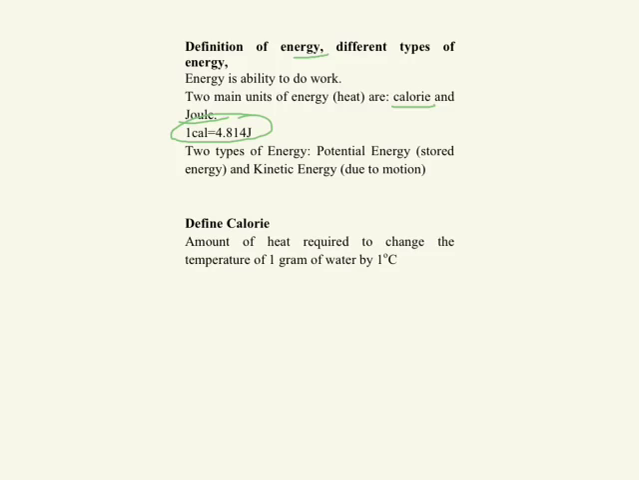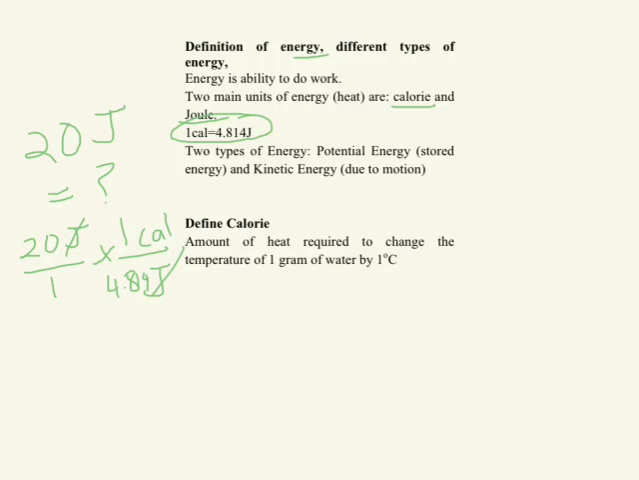Now, given the energy in one unit, you should be able to convert it to the other one. For example, 20 joules of energy is how much in calories? How are you going to do that? You write down 20 joules, draw a line, put 1. Here in the denominator put joules and here put calories, and then write down the relationship. 1 calorie equals 4.184 joule. Cancel joule with joule. So 20 divided by 4.184 will be the answer.